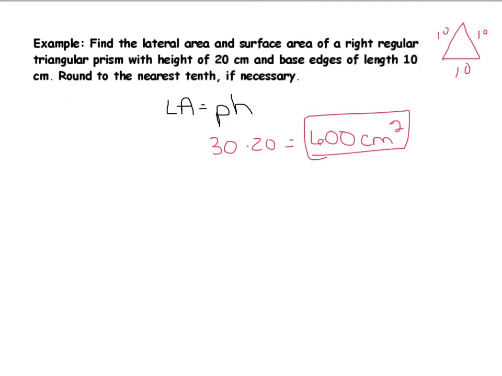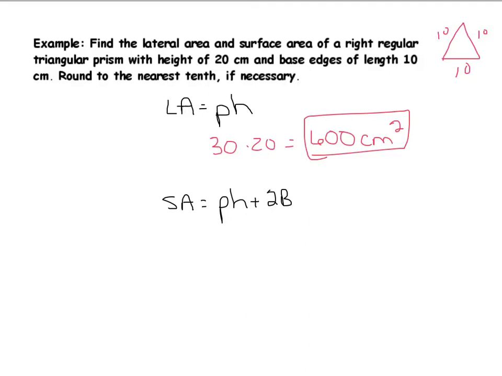The next part that they want you to find is your surface area. Remember, surface area has your lateral area, perimeter of the base times the height, but now we have to add on 2 times the area of the base. This changes with each prism because the prism can have a triangular base, a rectangular base, a pentagonal base, a hexagonal base, and so on. So the formula changes each time.